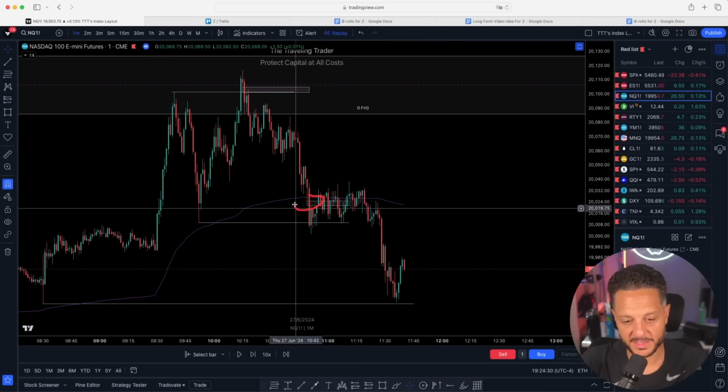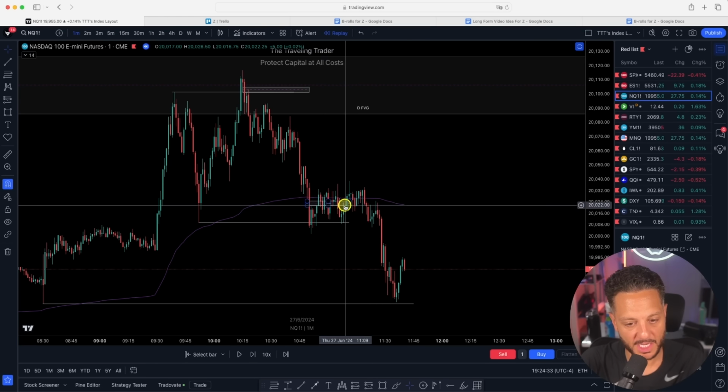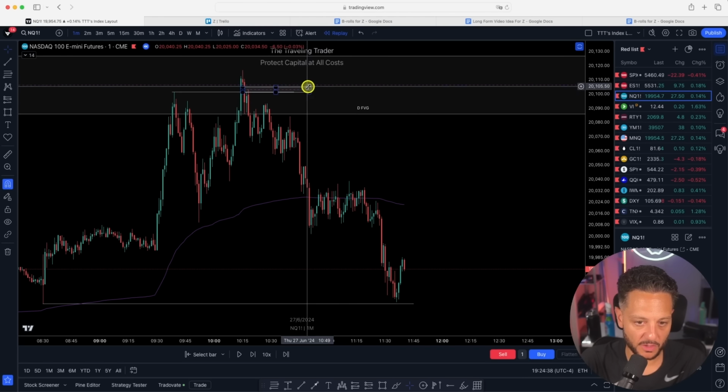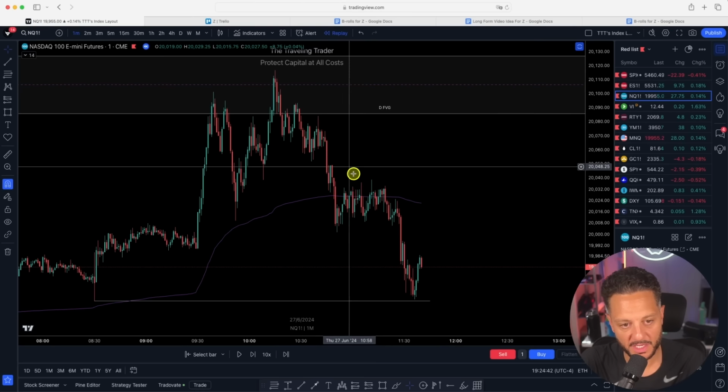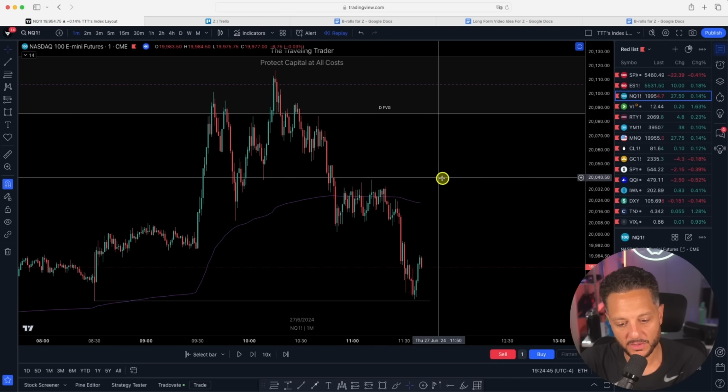Eventually, we do get down there. Interesting. But that would have been a suboptimal trade that I would not execute in live conditions. For me, I need to be involved, or at least be able to monitor the liquidity sweep. And I want to be involved in a trade that happens after the liquidity sweep.